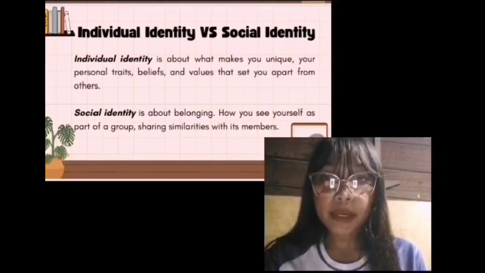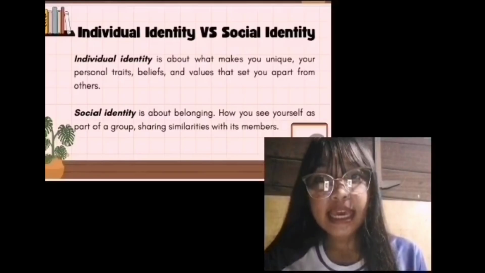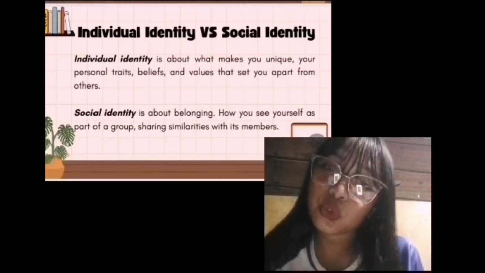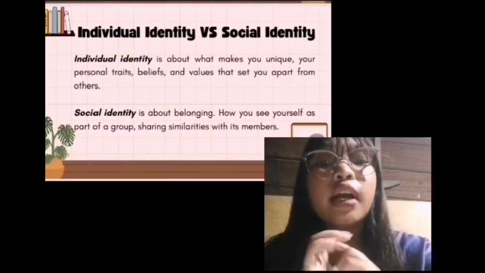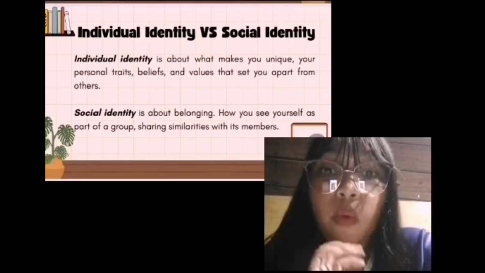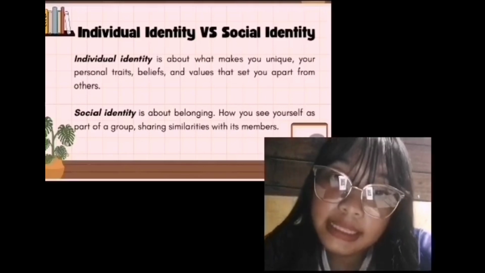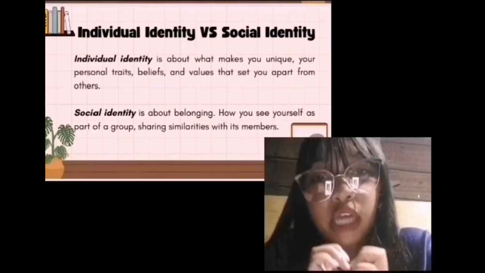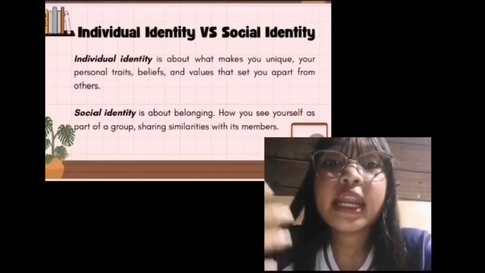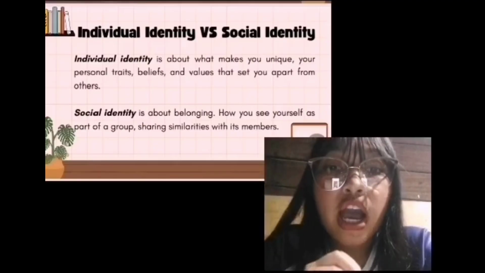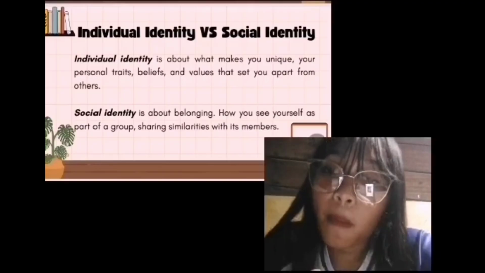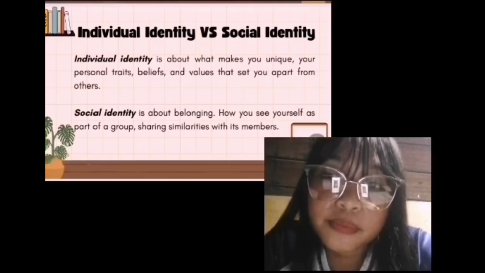So to put it simply, individual identity is what makes you different, while social identity is what connects you to other people. Individual identity is what you have that others don't, which is called unique. While social identity is what you do so that you connect with other people, so they can relate to you, and you feel that you belong to that group. Both work together to form your complete sense of self.